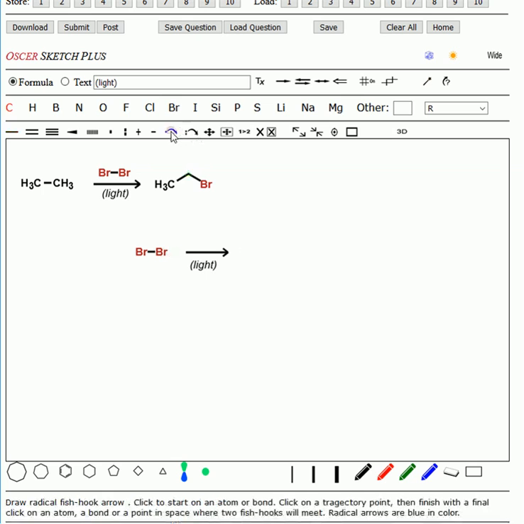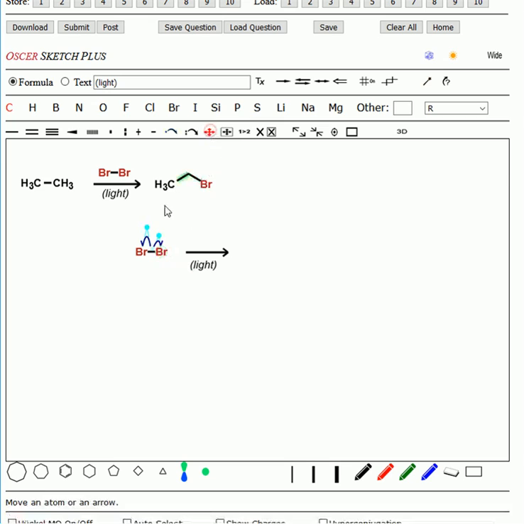Now, how do we show that? We use the fishhook arrow. It's going to be the blue arrow, and for a blue arrow, what you do is one electron at a time. You show that the electrons divide, and one electron goes to each bromine. Again, you can adjust these things and make them look the way you want.